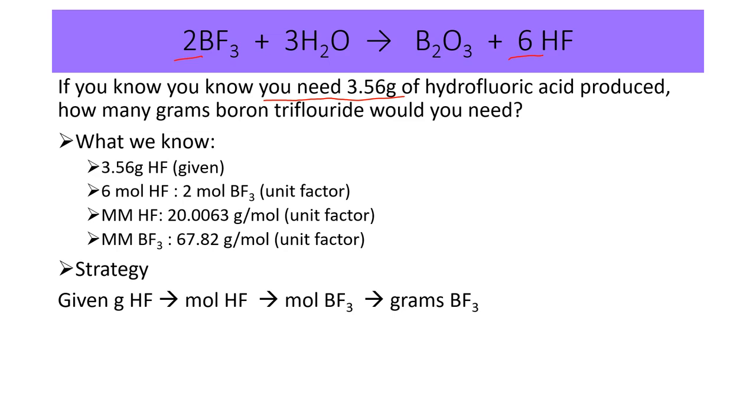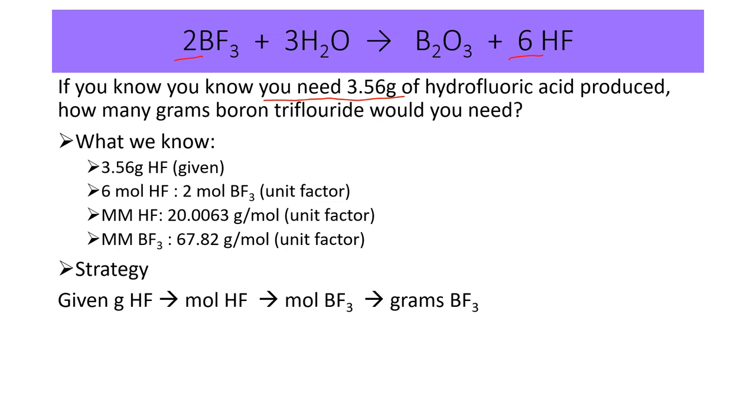So this is what we know. We have 3.56 grams of hydrofluoric acid that we need to be produced. That's our given amount. We know that the relationship between hydrofluoric acid and boron trifluoride is a 6:2 ratio, 6 moles of hydrofluoric acid to 2 moles of boron trifluoride. This is going to be our first unit factor.